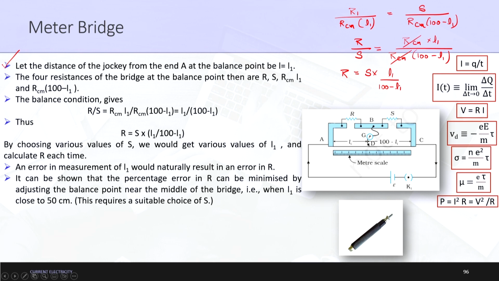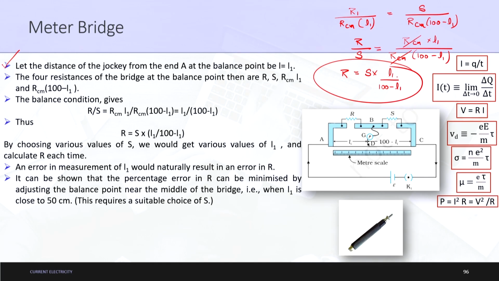So, finally, what we can infer from this equation is that if we know the value of capital S, that is the known resistance S, and we vary the jockey on the meter bridge, we will find a point at which the value of L1 by 100 minus L1 multiplied with S is equal to R, and hence we will find the value of the unknown resistor R from this method.